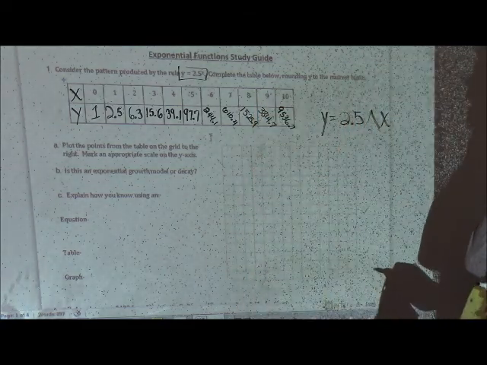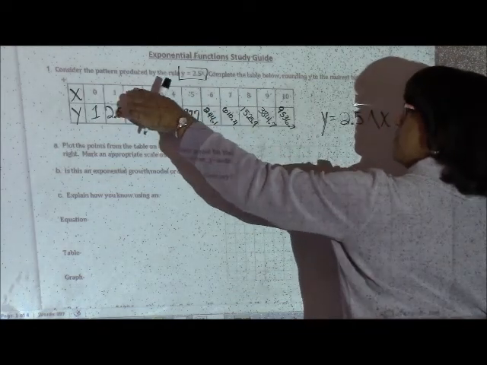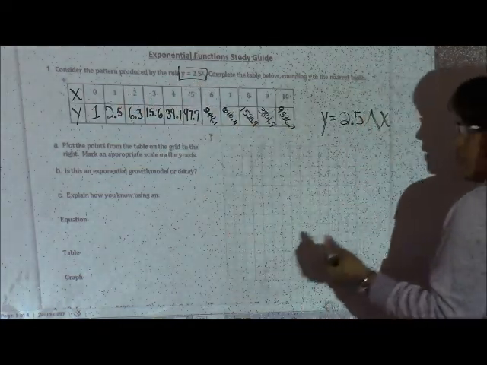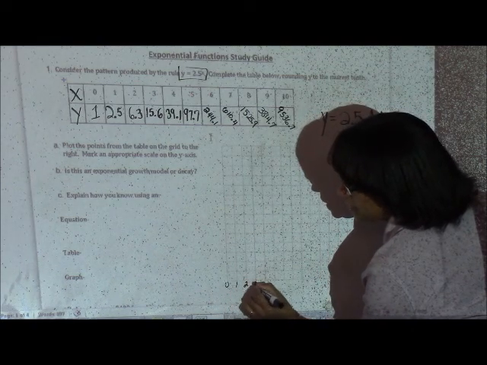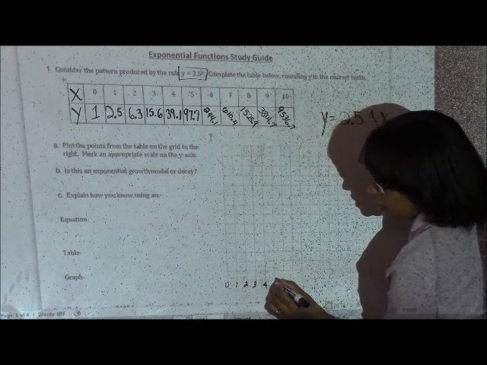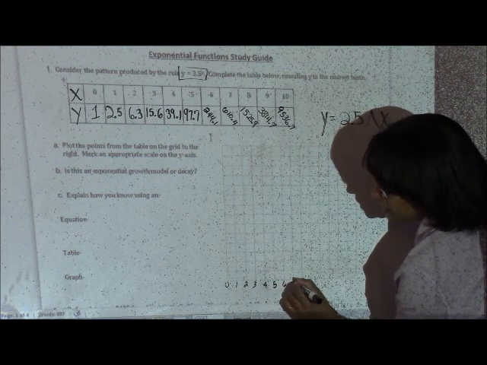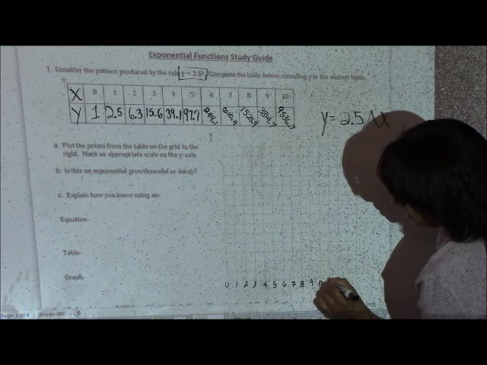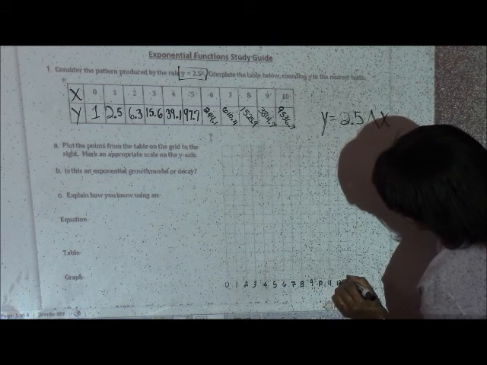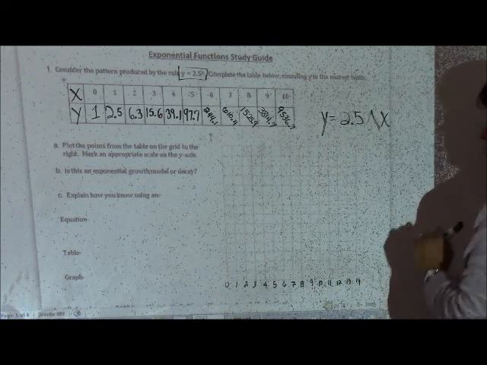Okay, so plot the points from the table on the grid to the right. Mark an appropriate scale on the y-axis. The x-axis, we can just go 0, 1, 2. So our scale is going to be 1s because we go in intervals of 1. 0, 1, 2, 3, 4, 5, 6, 7, 8, 9, 10, 11, 12, 13, 14.